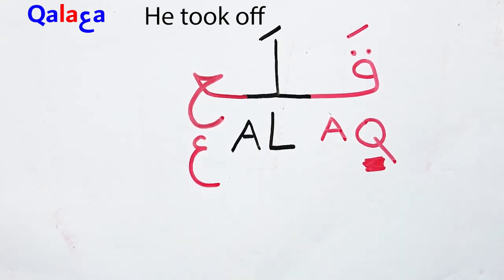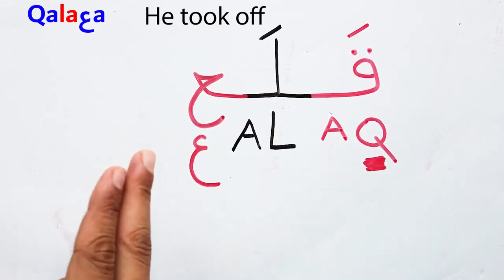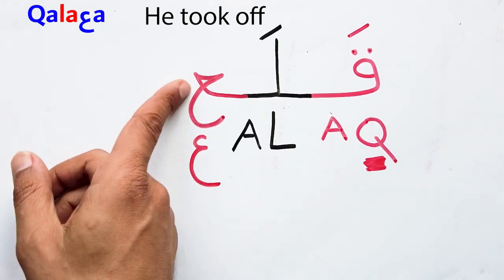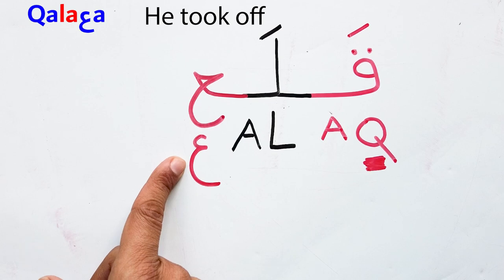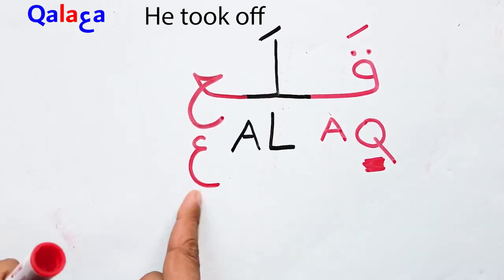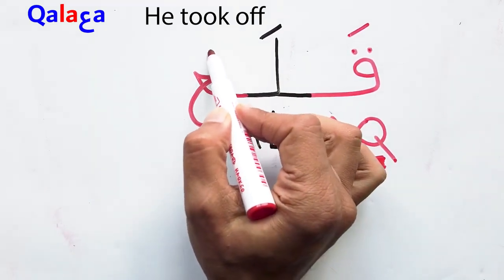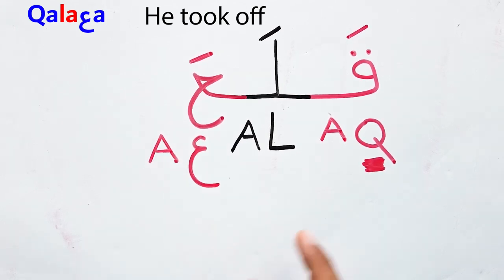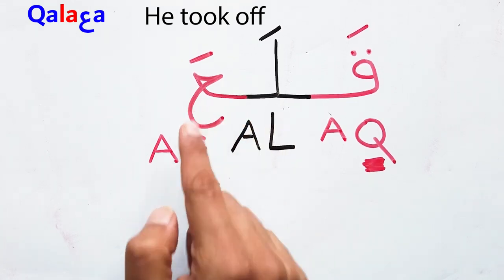Someone would ask me why the shape is different. Yes, the shape is different, despite the fact that they are the same letter. This is the shape of the letter when it is at the end of the word, and this is its shape when it is out of the word. It doesn't sound like A, it's another sound. Let's add this mark on the top. That one sounds like A. So we have here qa la a.